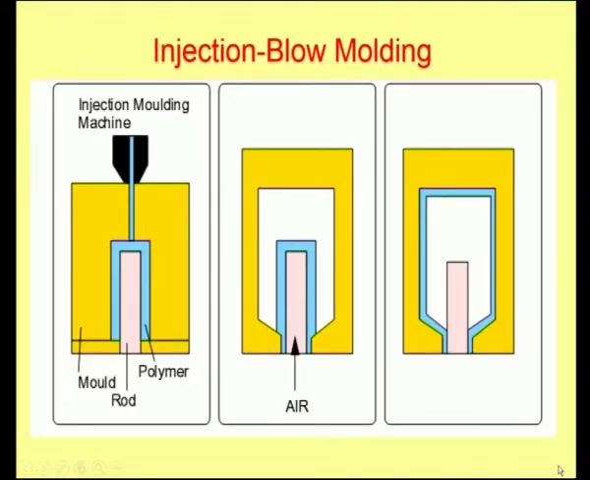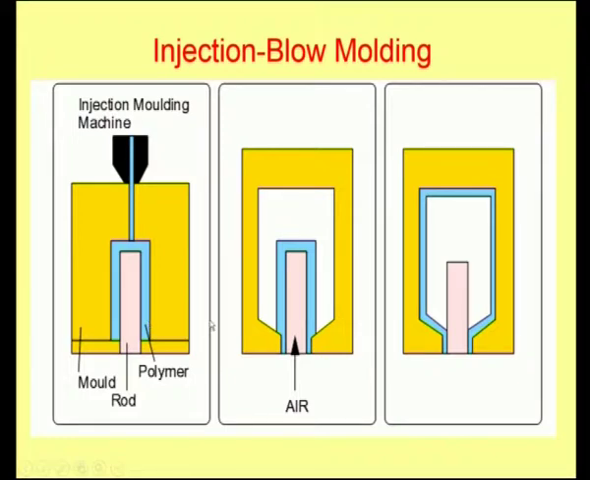Now, the next type is the injection blow molding machine. It is similar to the extrusion molding machine, except that instead of an extruder, you have an injection molding machine, either a reciprocating type or a plunger type machine. This will actually inject the resin into the mold. Here you have a steel rod and then the polymer is injected likewise.